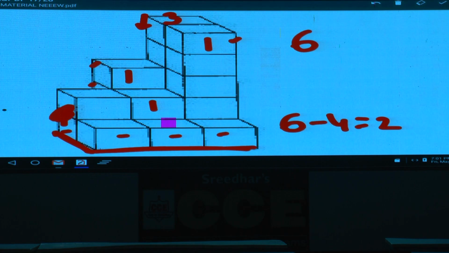Now out of these 2, these 2 were already counted, isn't it? Now these were already counted here. Now it is counted here and here. Then what is your answer here? Only 6 is the answer.